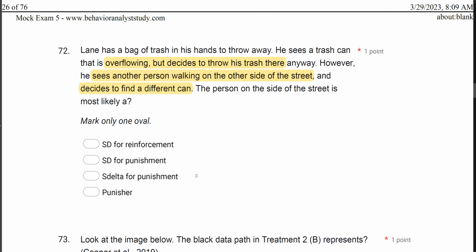He's not an S delta for punishment because the person on the side of the street is most likely an SD for punishment. In the past, his behavior of throwing trash in an overflowing trash can in the presence of a person has been punished. So he sees this person, signals punishment is available. His behavior of going to throw it away changes. He escapes. It decreases. Okay. He is not a punisher either. So be careful about that.